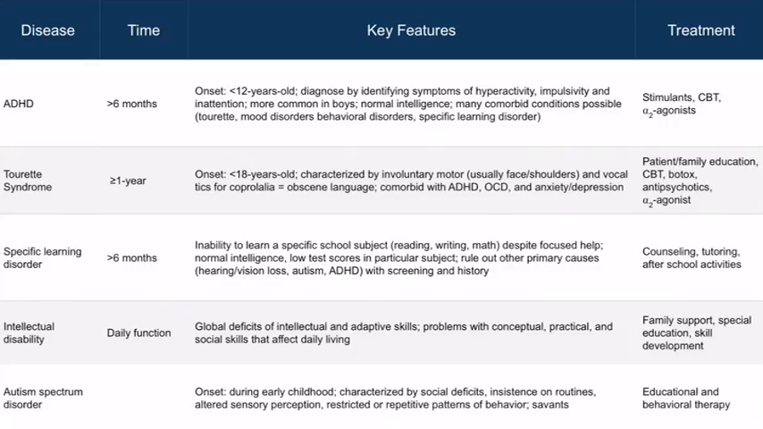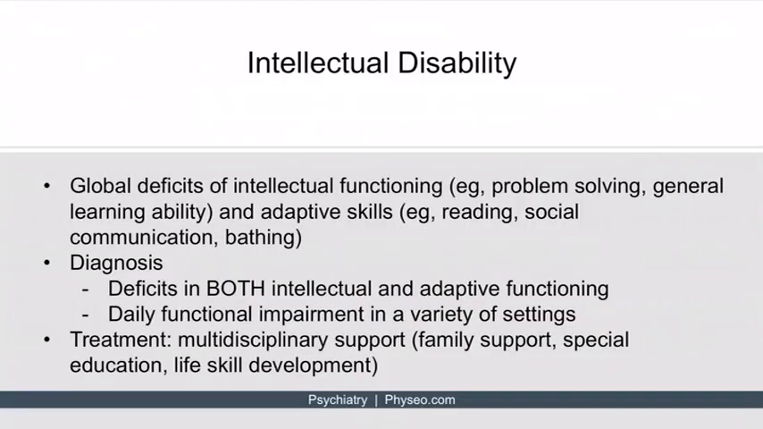Now let's move on to discuss intellectual disability. This is characterized by global deficits of intellectual functioning and adaptive skills. An example of impaired intellectual functioning would be difficulty with problem solving, reasoning, or a person's general ability to learn. And this can be reflected in a low IQ score. An example of an impaired adaptive skill would be difficulty reading, social communication, and bathing.